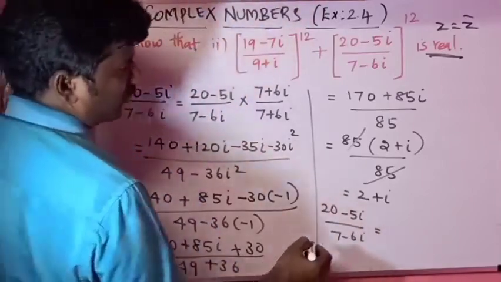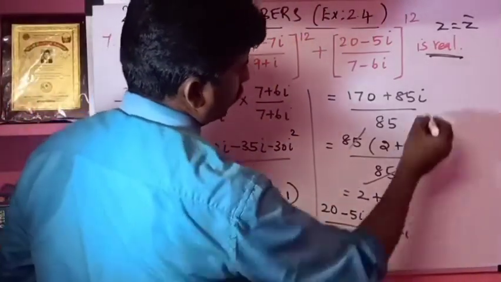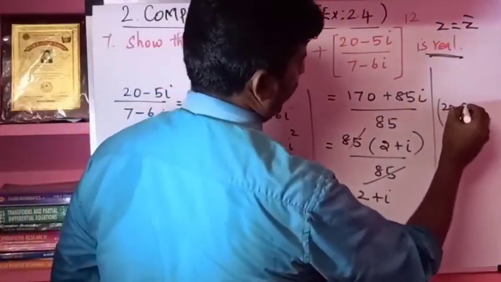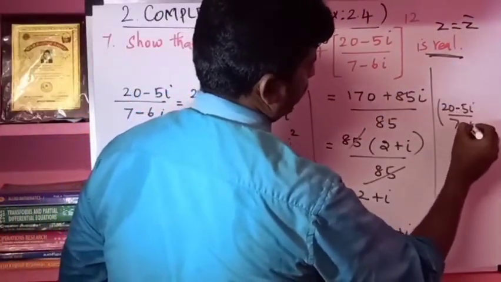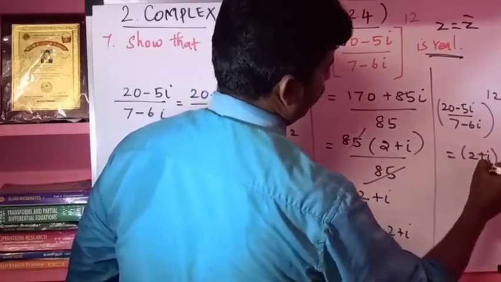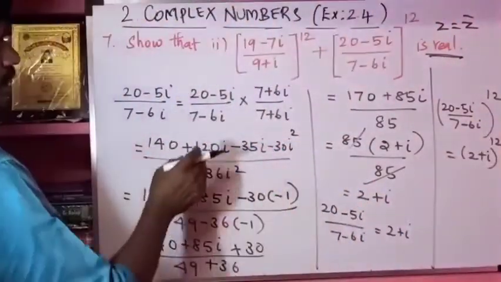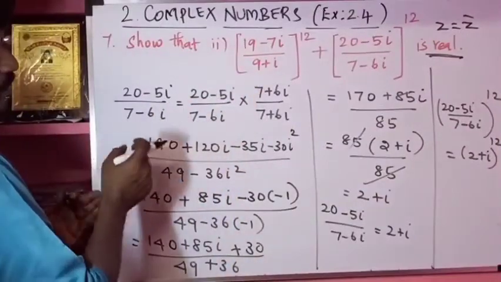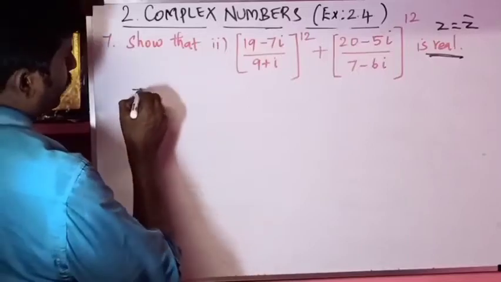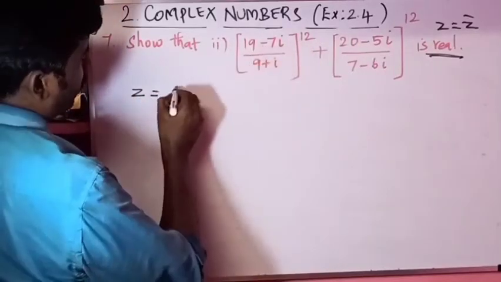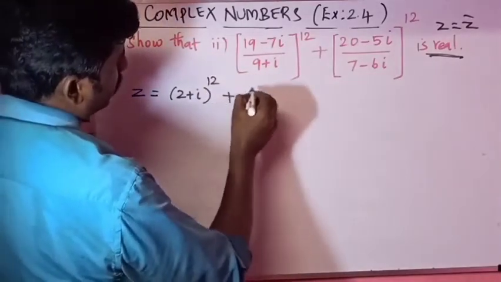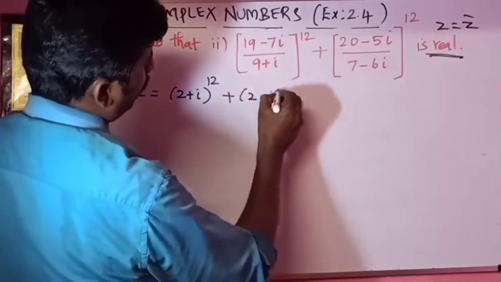So this is the 2 plus i. What power is given now? 12. So the (20 minus 5i by 7 minus 6i) whole power 12 is equal to (2 plus i) power 12. We take this and substitute it into z, and then simplify to prove it is real. So now z is equal to, what value did we find, (2 plus i) power 12, right? Plus this is (2 minus i) power 12.